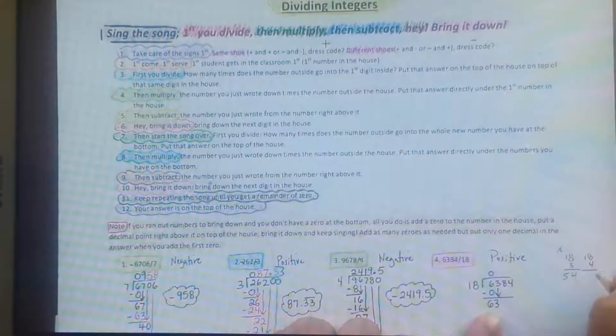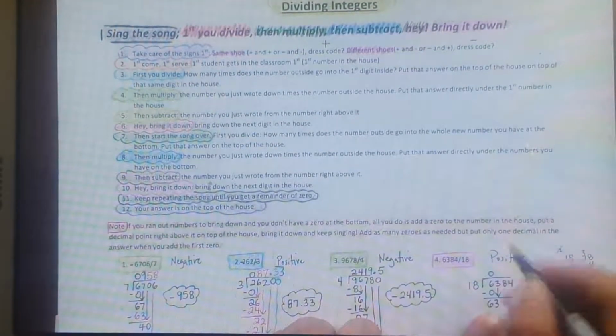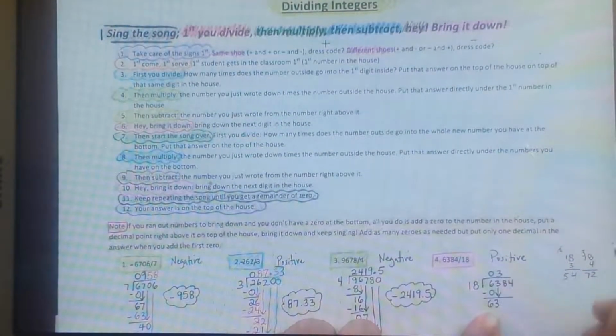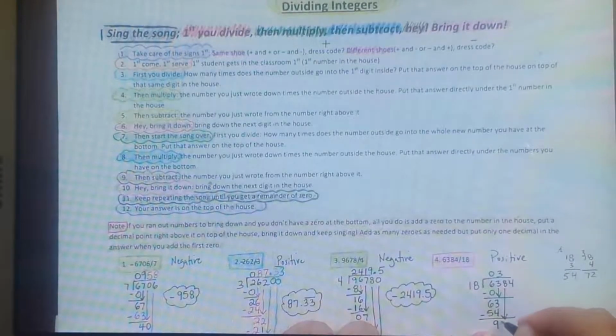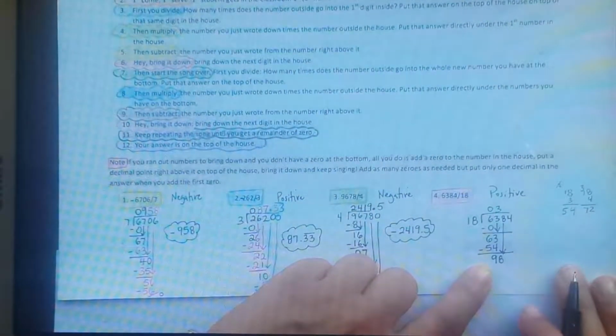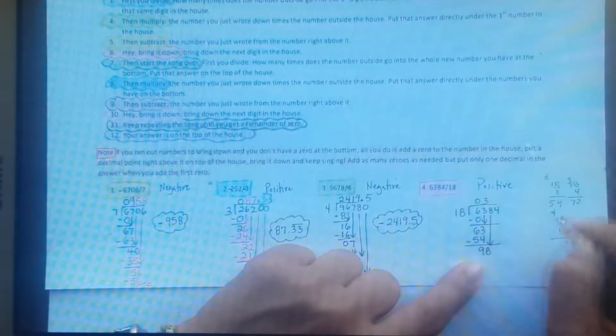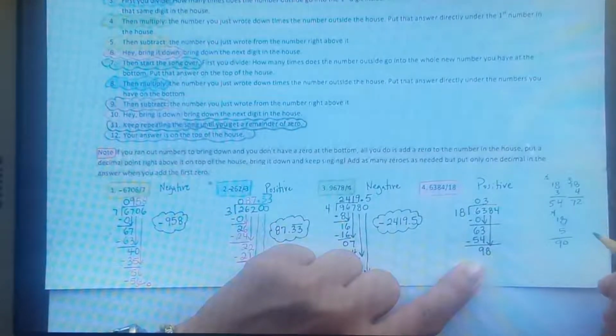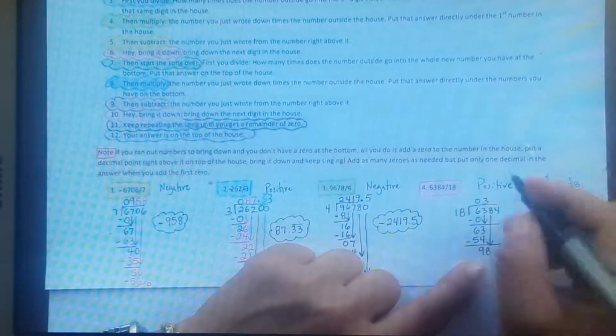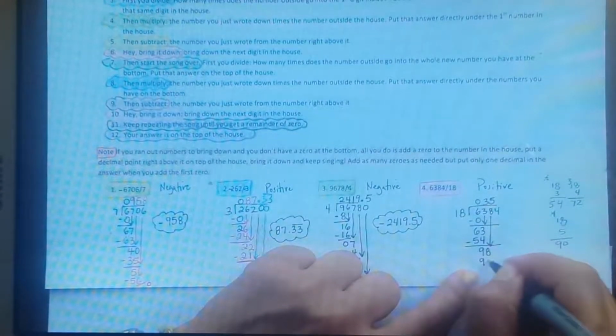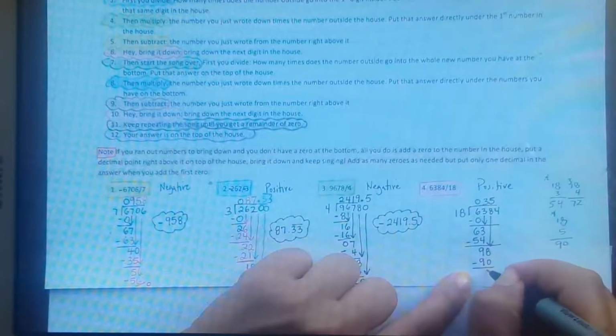54. I'm going to do it one more time. 18 times 4. All right, so it's 3. Then multiply, so that's 54. Then subtract, 9. Hey, bring it down. 18 into 98. I'm going to take a wild guess and say 5. So 18 times 5. It's going to give me 90. That's close enough because one more will be bust. So 5 times. Then multiply. That's 90. Then subtract. That's 8.